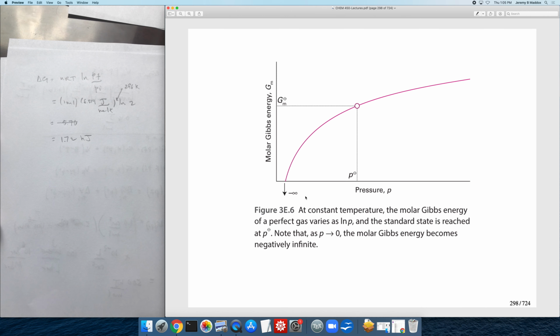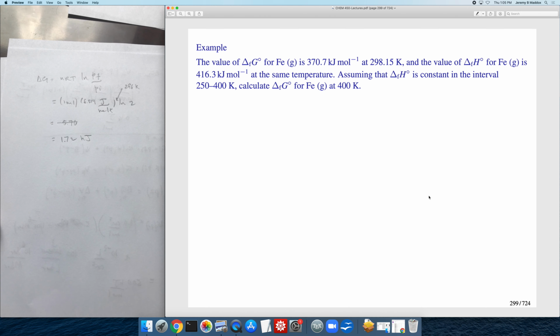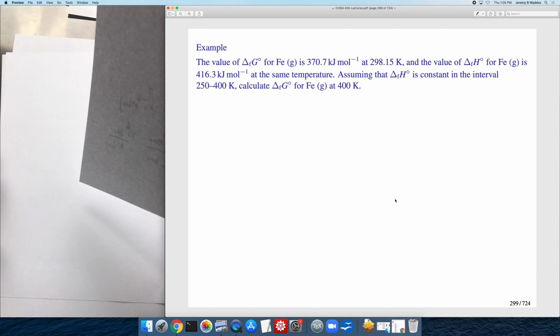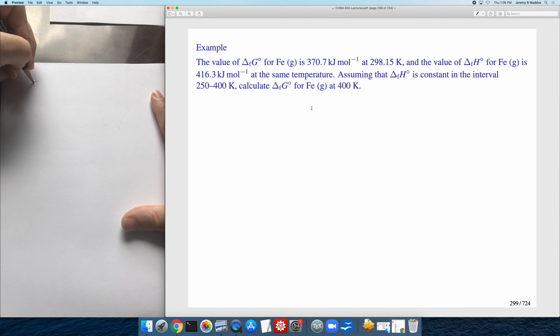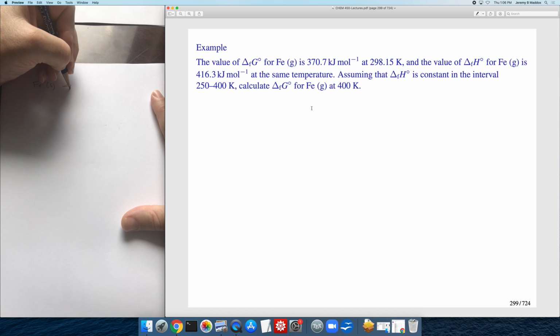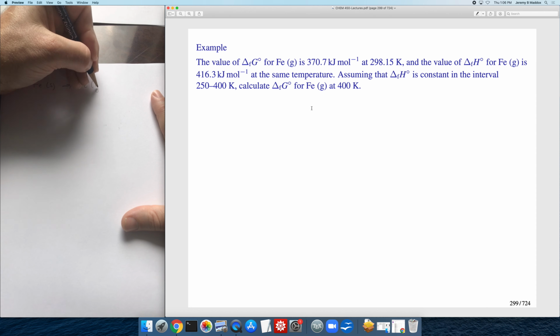This is showing that natural log of pressure dependence that the Gibbs energy has with respect to pressure. Here in this problem, we're talking about the Gibbs-Helmholtz equation. Notice that they give us the Gibbs energy of formation for iron gas at 298 Kelvin. They give us the delta H for the formation of iron gas at the same temperature. And then assuming that enthalpy change is constant over this temperature interval, they want us to calculate the delta G for the formation of iron gas at 400 Kelvin. The reference form for iron is a metal, so this is essentially the sublimation process.